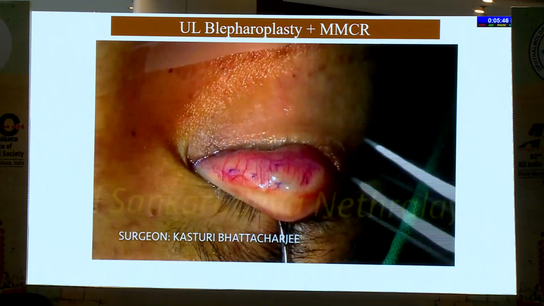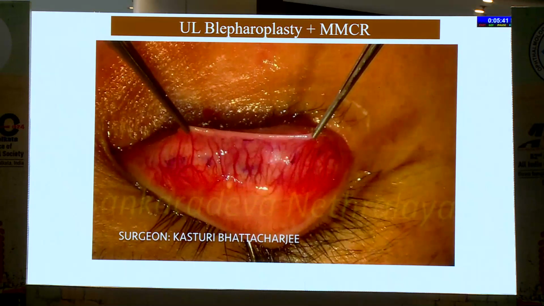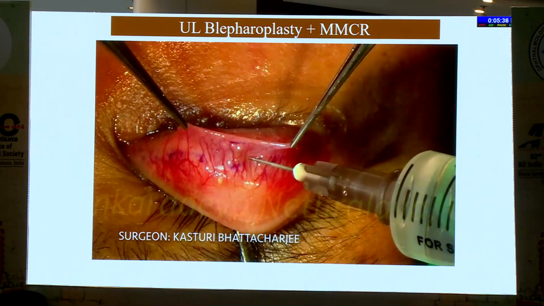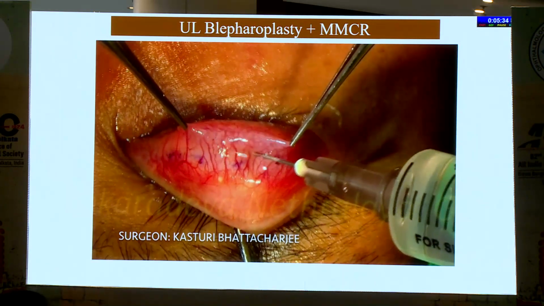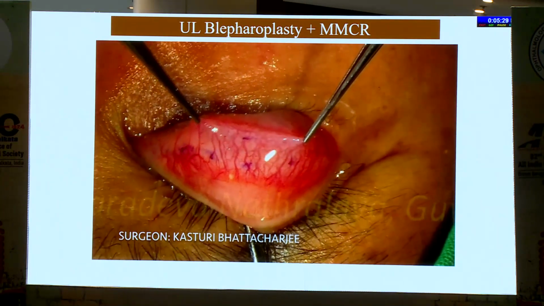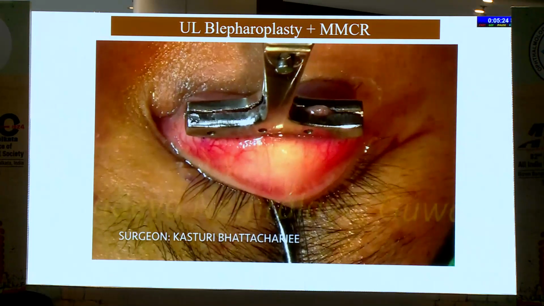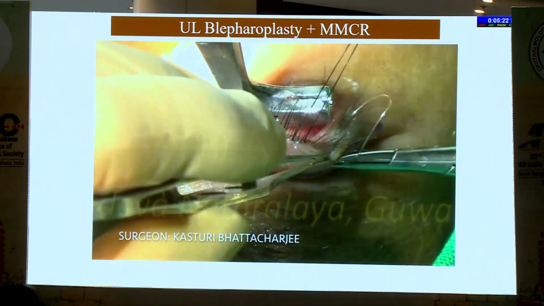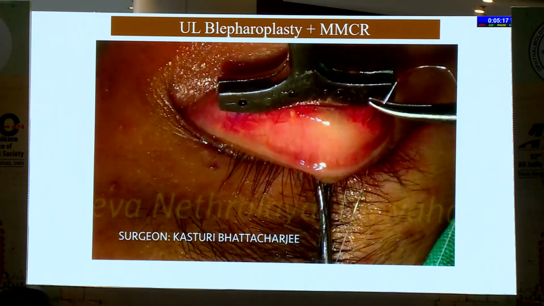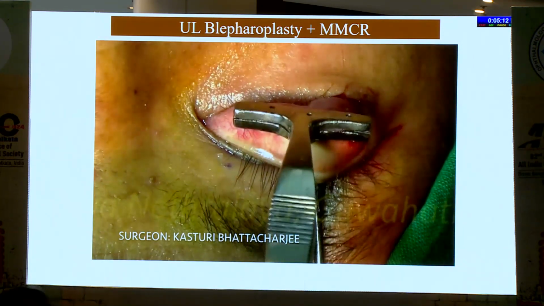As you can see, we're making the marking and then we'll be injecting local anesthesia. The Muller's muscle actually lies just beneath the conjunctiva. The marking has to be done before you give the anesthesia, and then after that you inject the anesthesia and apply the clamp. As you can see, we've applied the clamp and now we're taking the sutures below it.